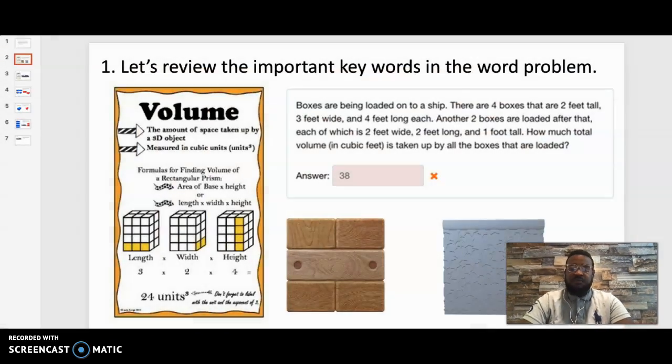We're going to review one of the problems that came back incorrect. This problem is focused on the volume and some other geometric concepts. So we're going to work through that together. Let's look now at the problem.